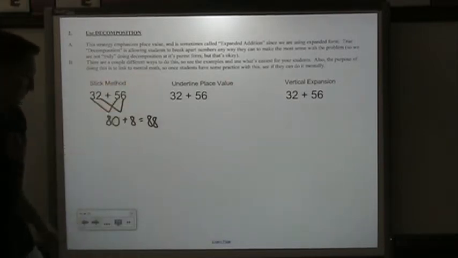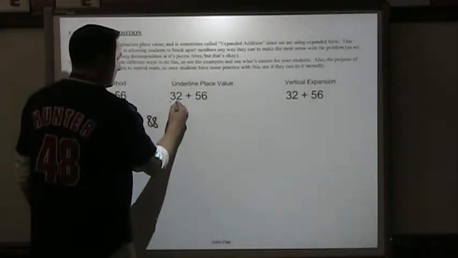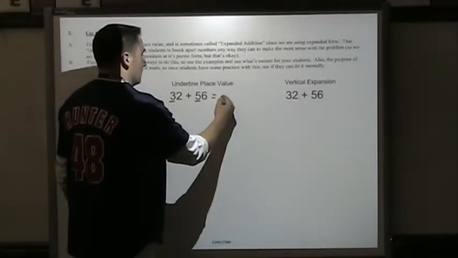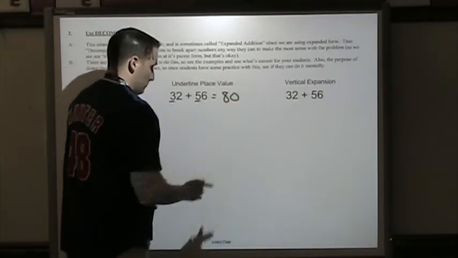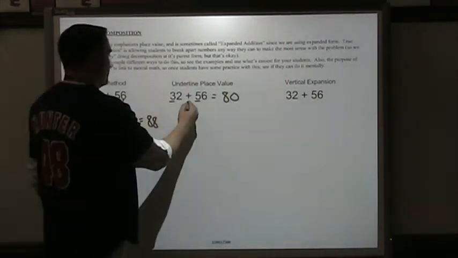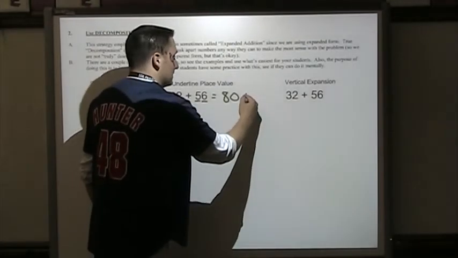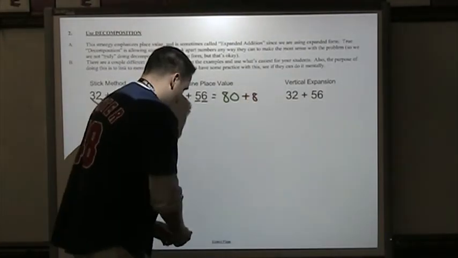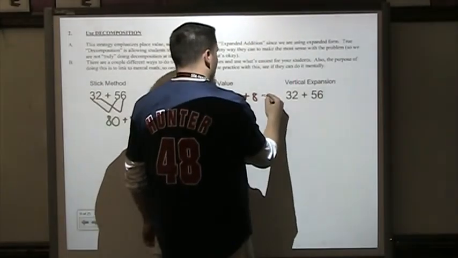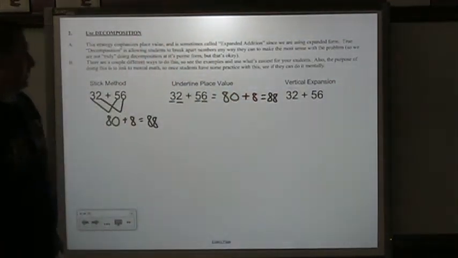So underline place values, same type of thing. I start with the tens. 30 plus 50 is 80. I underline the ones place. 2 plus 6 is 8. And I add them together. And I get 88.